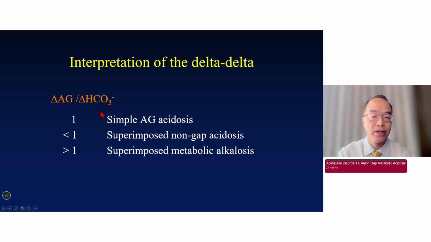On the other hand, if your delta-delta is greater than 1, this indicates that you have a quite marked increase in anion gap, but your serum bicarbonate does not seem to have fallen as much as you would expect for a simple anion gap acidosis. And that could occur if there were a superimposed process that were elevating your bicarbonate. In other words, a superimposed metabolic alkalosis.